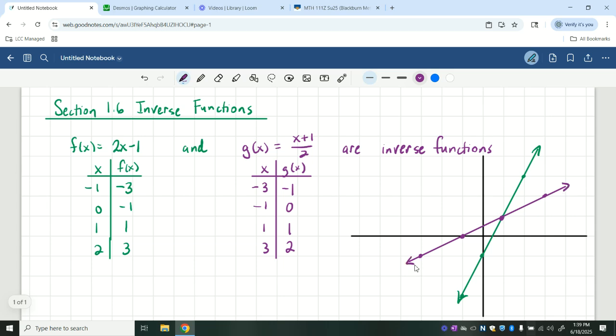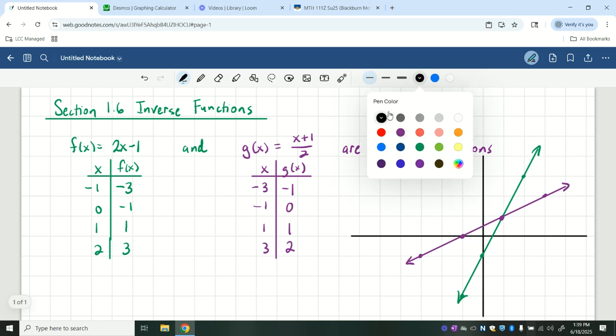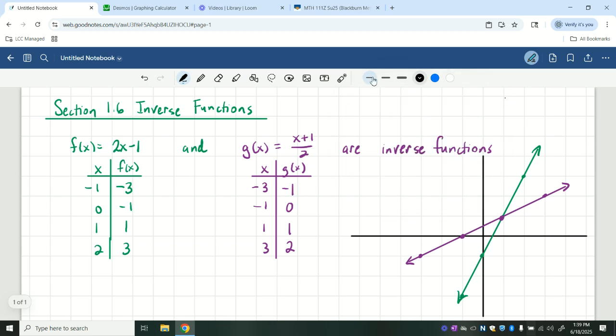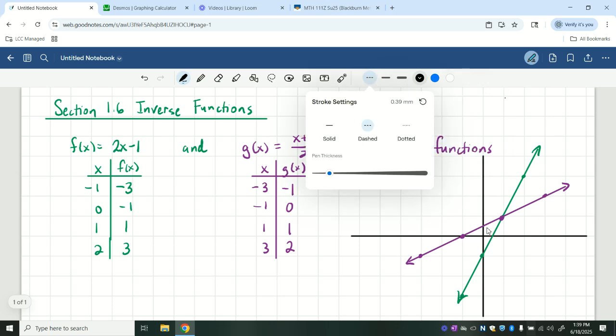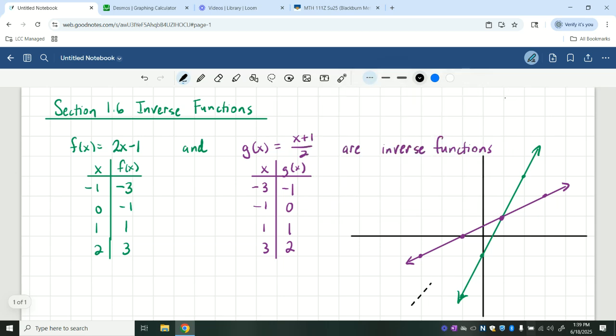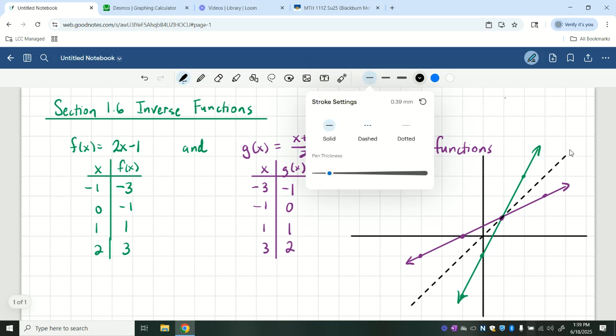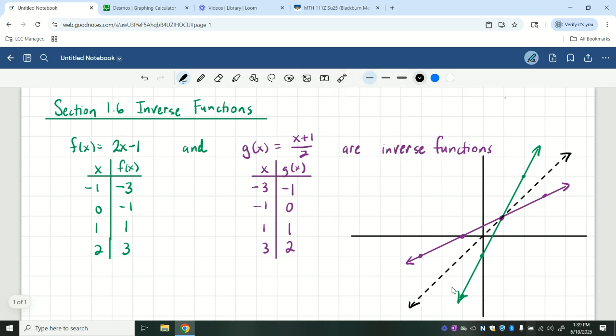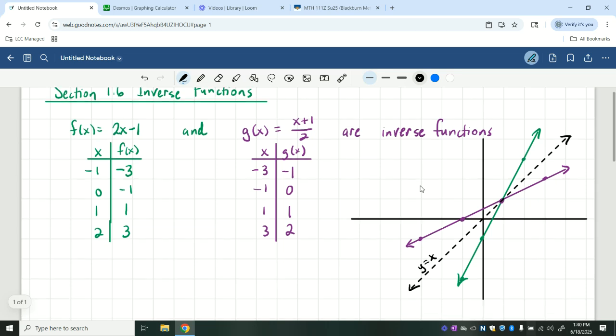And if you notice, there's actually reflections around this line right here. If I took the green and purple graphs and reflected them around that line right there, you're going to see that is the line y equals x. That is a trait of inverse functions. They're always reflected around that y equals x line.